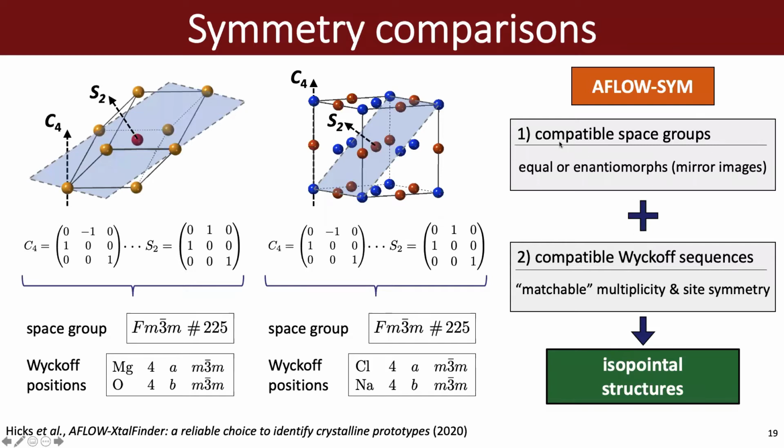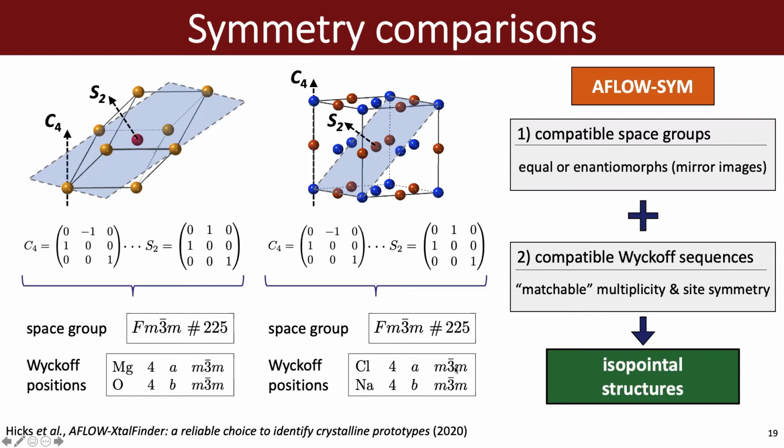We can compare first their space groups, and whether they're equivalent or enantiomorphs, which means mirror images. I didn't get to talk about this in the symmetry section, but there are certain space groups that are related via mirror images. They're mirror images of one another, and so these should be considered compatible. Then we also check the Wyckoff positions to see if they have the same multiplicity or similar site symmetries. In this case, the site symmetries are exactly the same, so they're mappable.